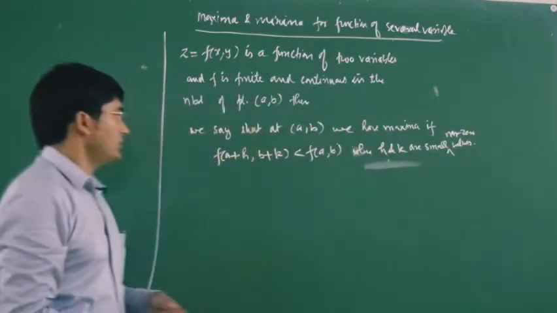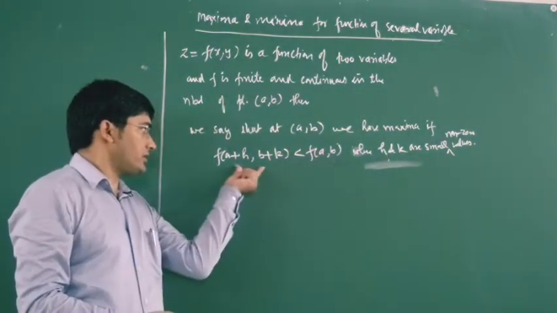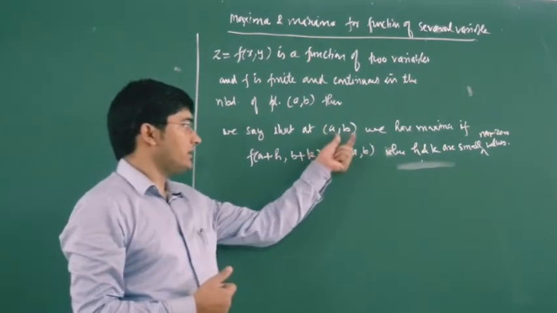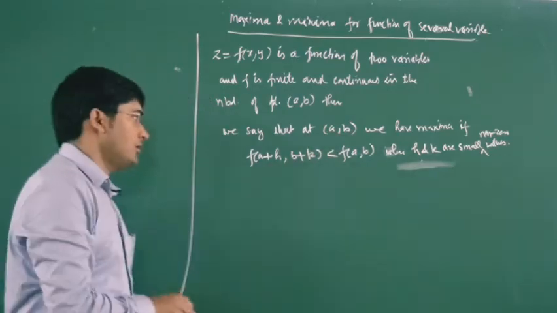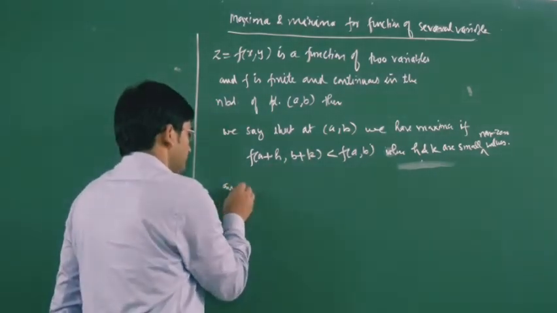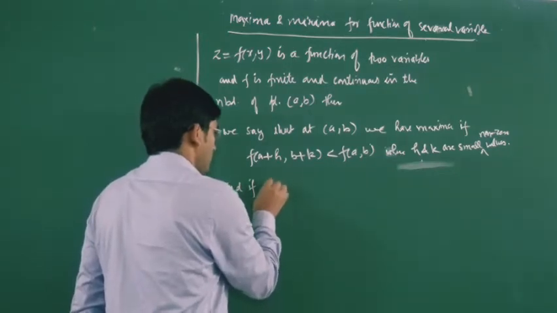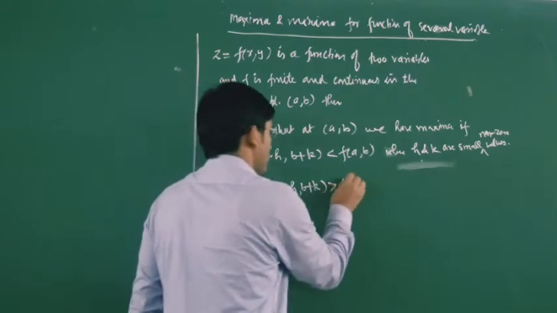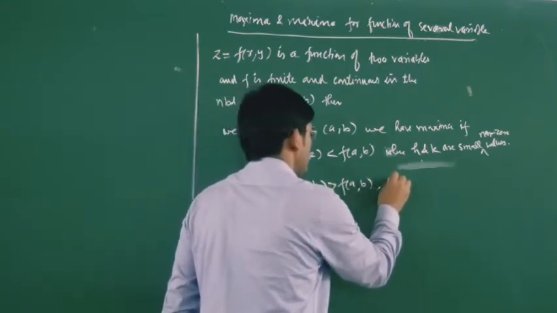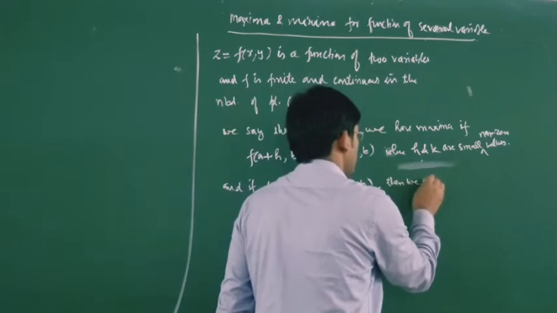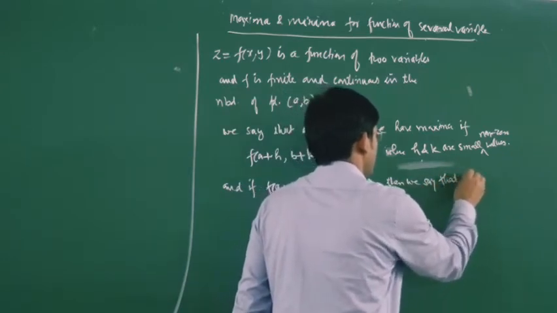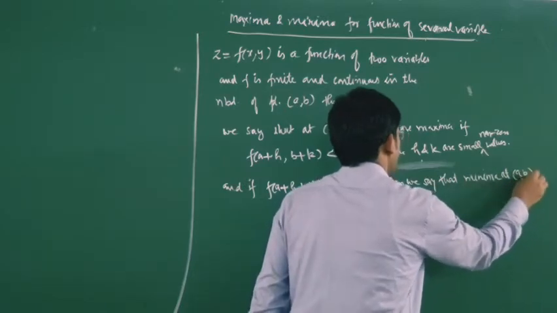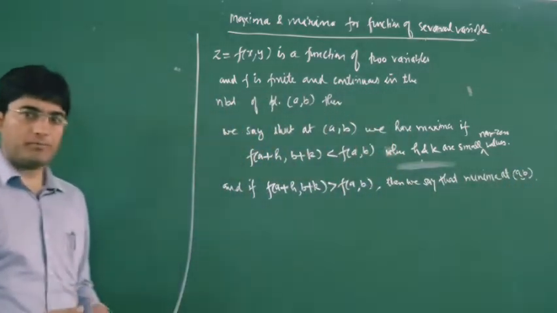So if the value of the function f(a, b) is greater than the value of the function at (a plus h, b plus k), then we will say that at (a, b) we have the maximum. And if f(a plus h, b plus k) is greater than f(a, b), then we say that we have a minimum at (a, b).